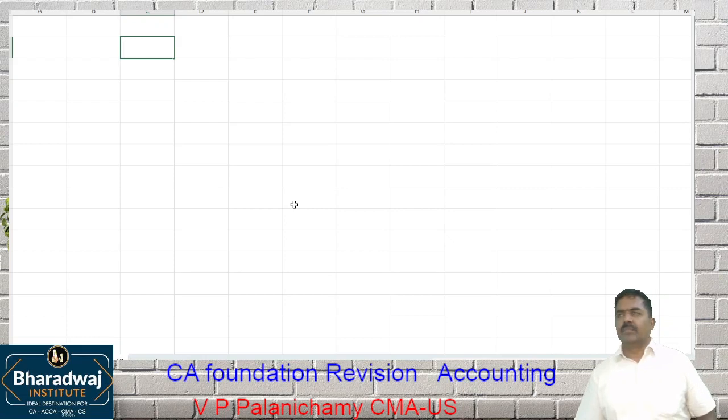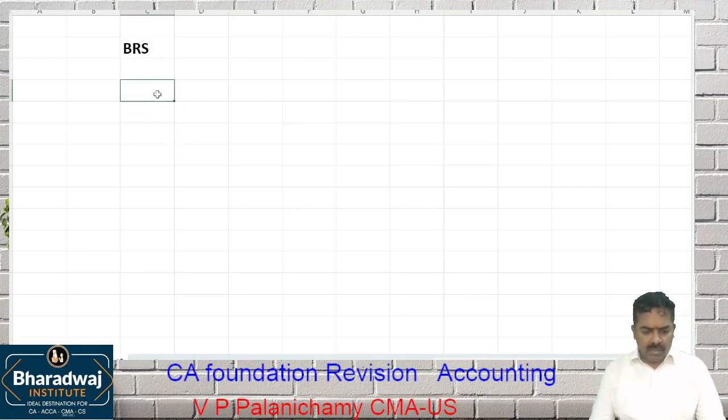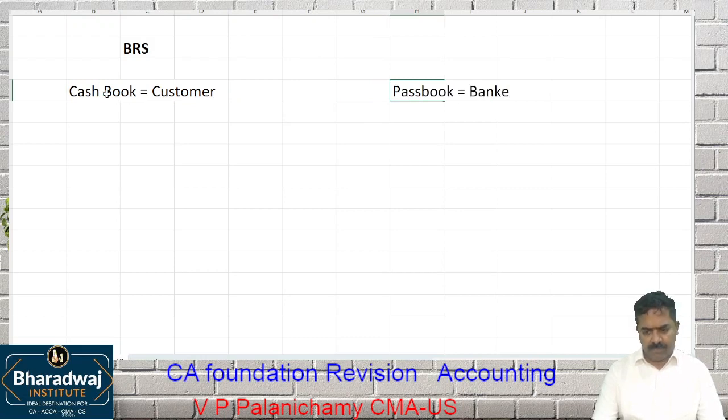Shall we? Are we getting bank reconciliation statement? Before that, who's maintaining what? Cash book is maintained by whom? Okay, customer or the firm. Of course, passbook. Okay, banker. How the balances are? What is the normal balance? Okay, cash book of the customer, it will have which column? Bank column.